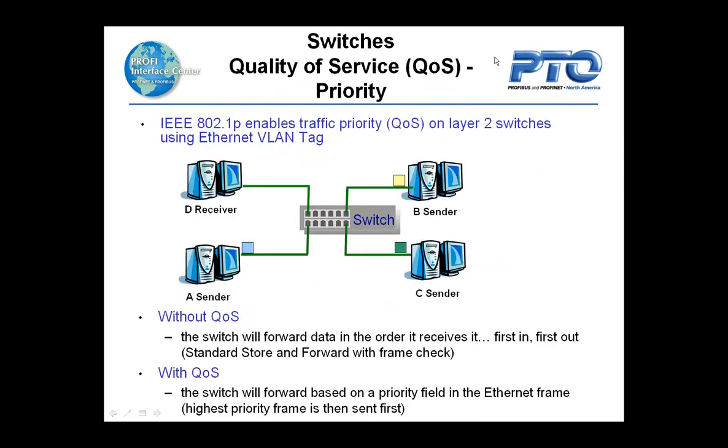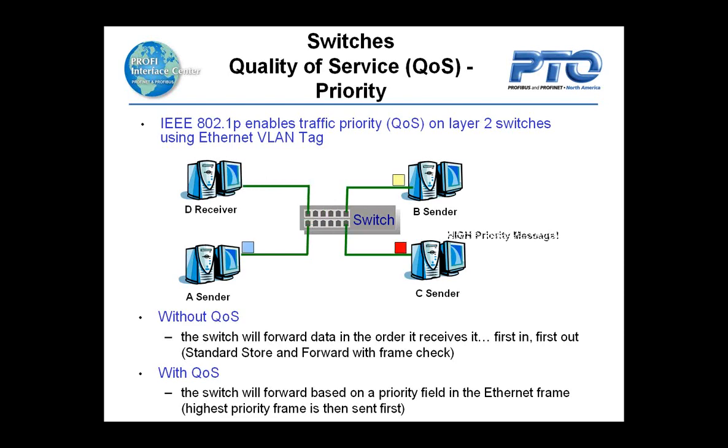Okay, quality of service, the priority field. Let's first talk about the IEEE 802.1p, which enables traffic priority, or what we call QoS, quality of service, on layer 2 switches, and we can do that if we use the Ethernet priority tag, or VLAN tag. Without QoS, the switch will basically forward the data in the order it receives it. So first in, first out. If we had A, B, and C sending data to D, and it came in A, B, C, then of course it's going to go out that way. A is going to go to D, then B, and then C.